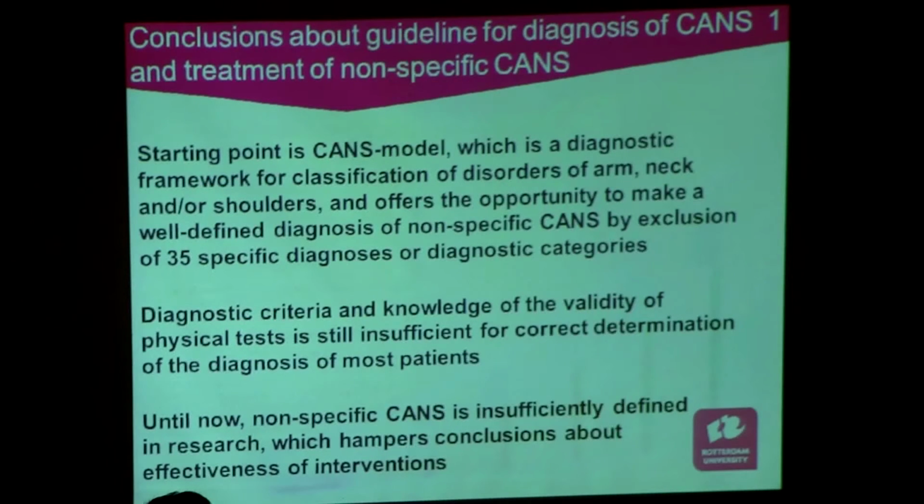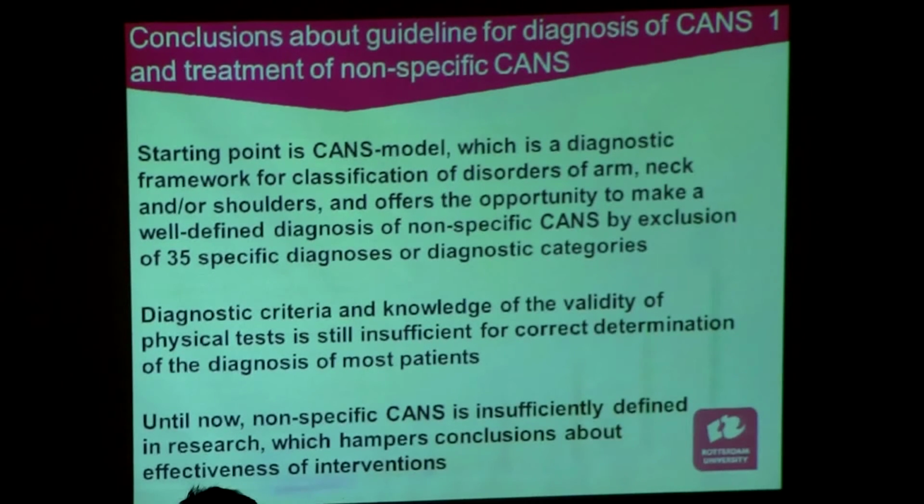So, in conclusion about this guideline, the starting point is the CANS model. I explained that it's the diagnostic framework for the classification of the disorders of arm, neck, and shoulder, and offers the opportunity to make a well-defined diagnosis of non-specific CANS by exclusion of these 35 specific diagnoses or diagnostic categories.